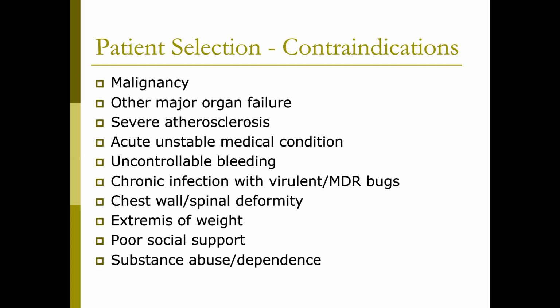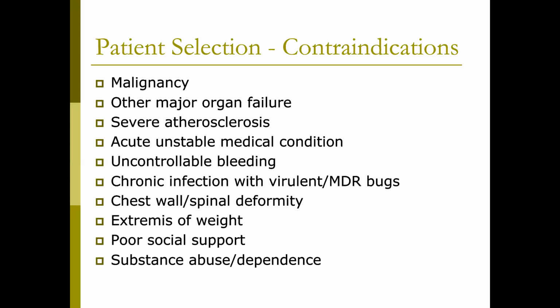Some general contraindications to transplantation: obviously malignancy, recent malignancy or ongoing untreated malignancy is going to be a big no-no in terms of transplantation. Other major organ failure, liver failure, cardiac failure, severe atherosclerosis, will decrease someone's survivability over the longer period of time. Some type of unstable medical condition. We don't want to pluck someone from the ICU who's on dialysis and a ventilator for some other reasons and send them to lung transplantation.